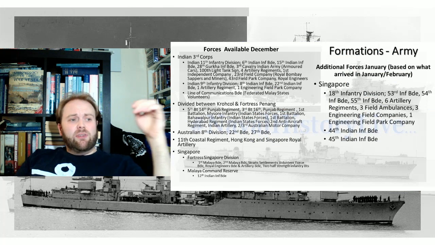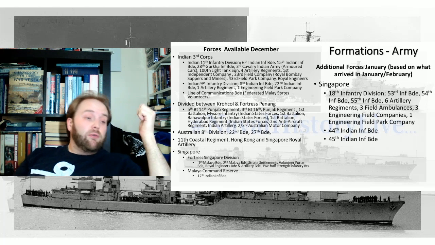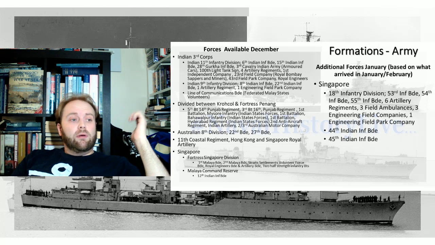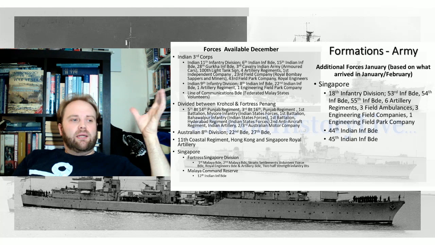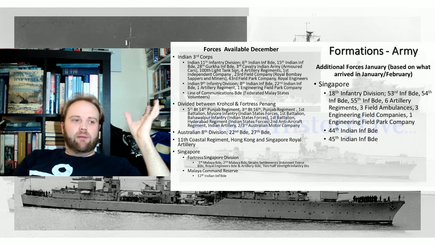Let's go into the next one. So, this is the forces available. You've got the Third Corps. You've got forces divided between Krokal and Fortress Penang, which is really not a fortress. You've got the 11th Coastal Regiment, Hong Kong and Singapore Royal Artillery, which is wandering. They're officially listed as being in one place, but I find them turning up all over the place.